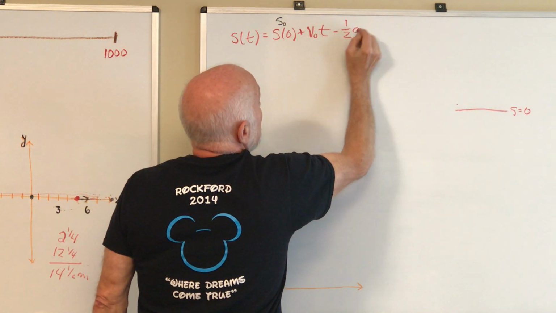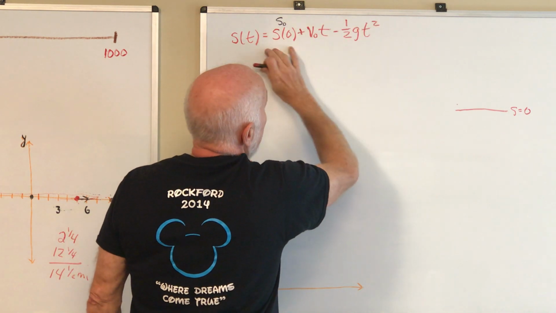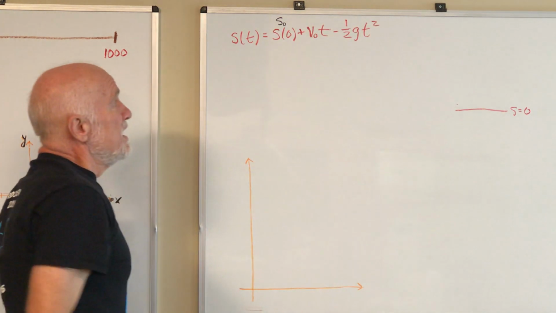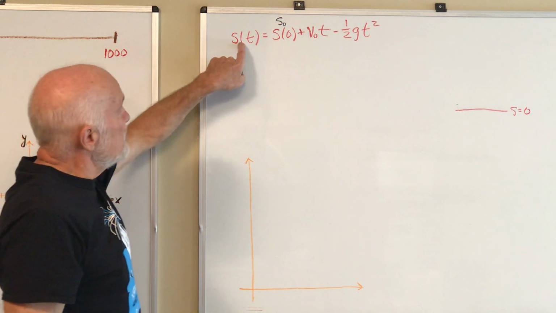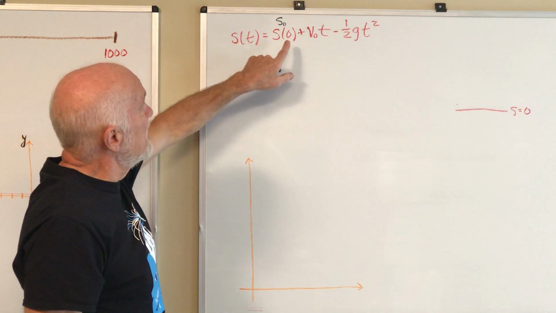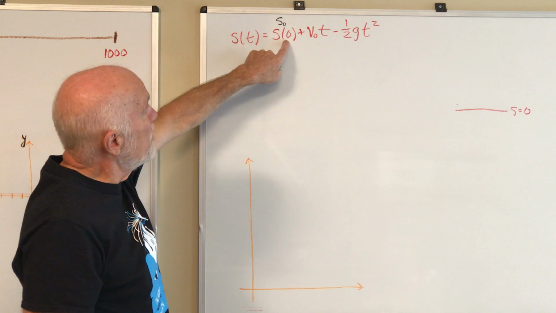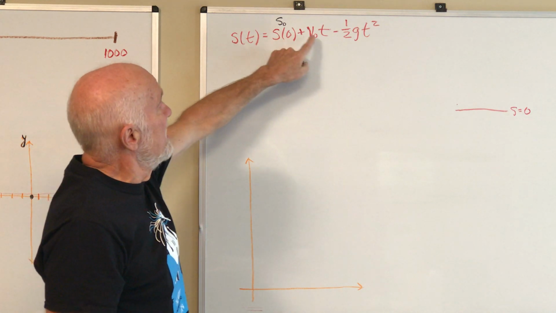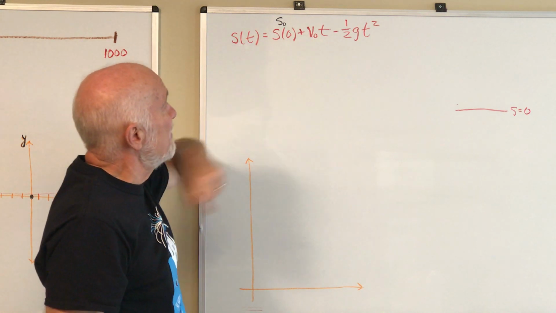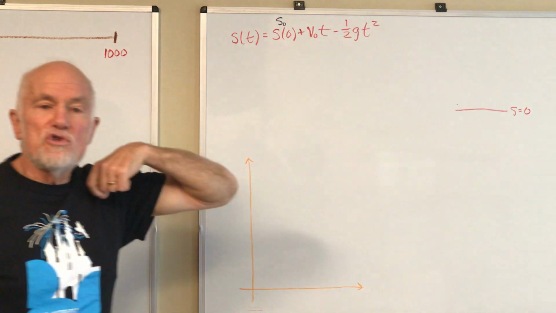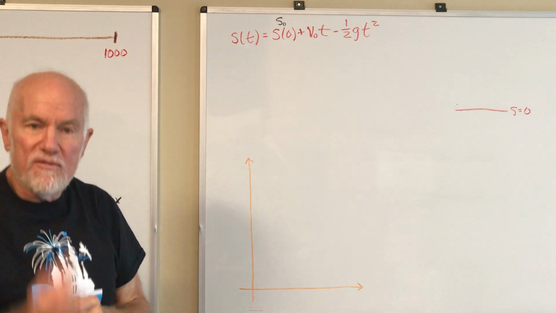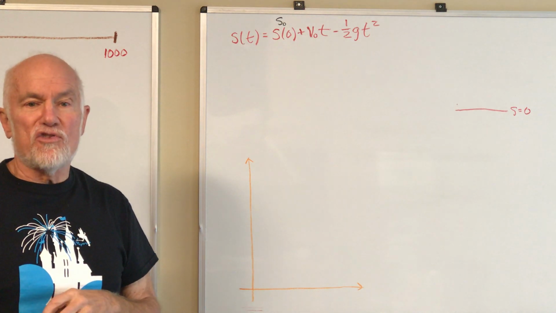Again, I'll explain this in more detail later on in the year, but the position at time t has to do in a positive way with the beginning of position, in a positive way with the velocity at which you're throwing it, but in a negative way because of gravity. Gravity is going to pull it back down to the surface.